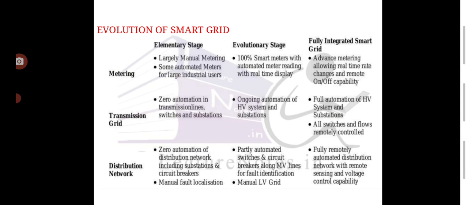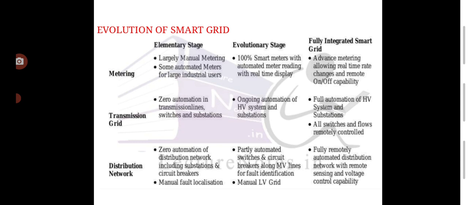Under the evolution for the metering, transmission grid and distribution network, there is the elementary stage, the evolutionary stage and the fully integrated smart grid stage. In the elementary stage under metering, there is large manual metering, and some automated meters for large industries. But in the evolutionary stage, we see 100% smart metering with automated meter reading with real-time displays. But for fully integrated systems, advanced metering allows real-time rate change as well as remote on-off capacity.